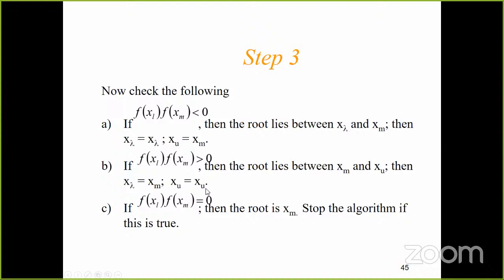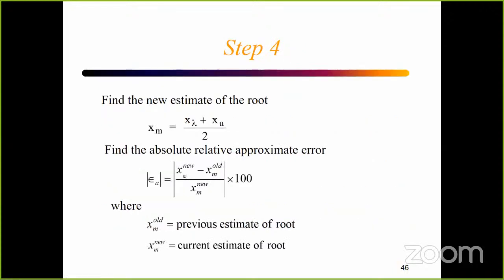Xu is equal to xu as such remains. If f of x lambda times f of xm is exactly 0, then the root is xm. If it is less than 0, the root lies between these two. If it is greater than 0, the root lies on the right side of it. If it is exactly 0, the root lies exactly at the point xm. Stop the algorithm. Otherwise, you can find the new estimate from this method.